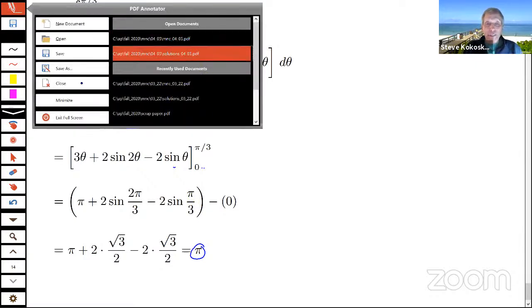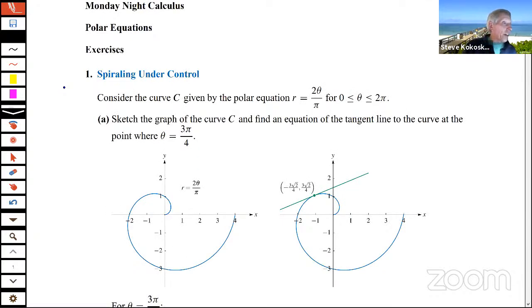All right, I'm going to take a quick look, Curtis, if it's okay, at some of the solutions here from these exercises. I hope people handed in their homework. This is kind of a neat problem. This one we call spiraling under control.